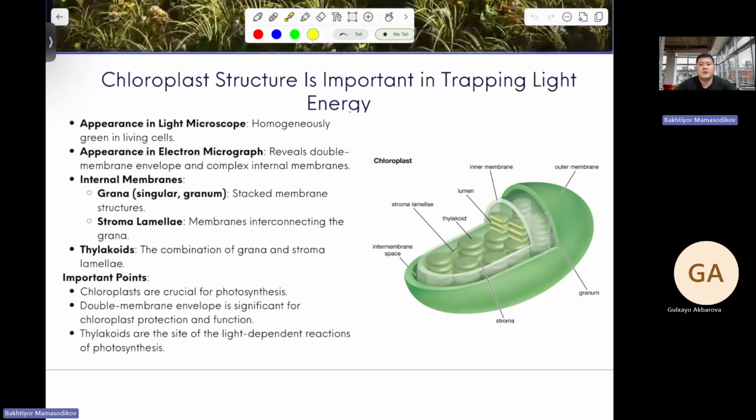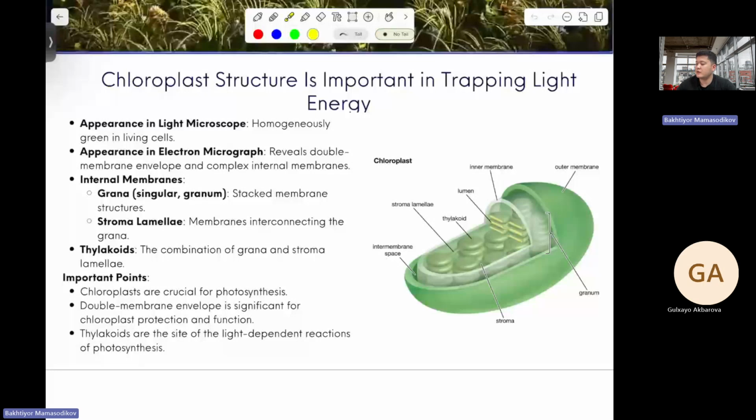So how does it look through the light microscope? When you look at them, there is a green dot spread throughout the plant. You can see in the electron microscope two membranes and internal stacked structures, the granum and thylakoids, are seen under the electron microscope. Okay, so what is the chloroplast made of?